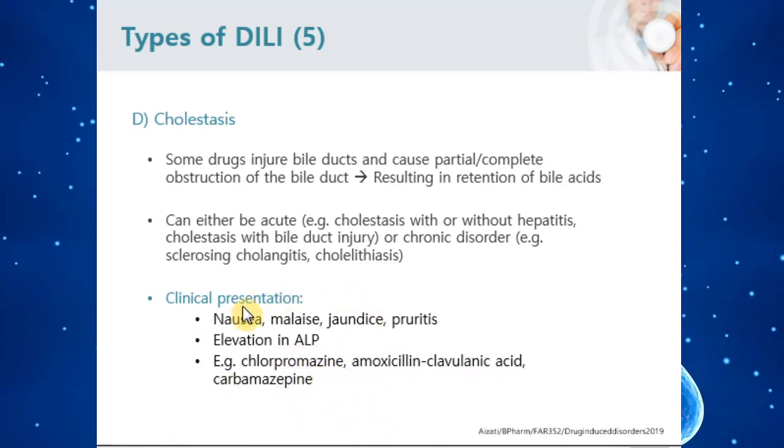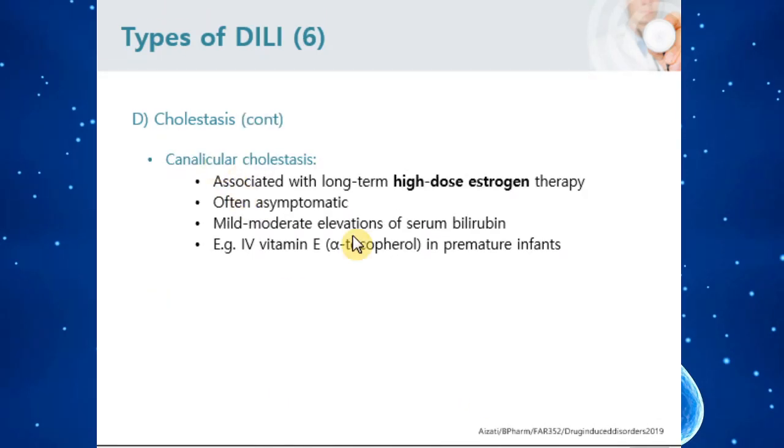So note that in this obstruction type of DILI, there is an elevation in ALP, but in necrosis, we can see elevation mostly in AST and ALT. Canalicular cholestasis, also part of cholestasis, is associated with long-term use of high-dose estrogen. So the patient might have mild to moderate elevations of serum bilirubin.